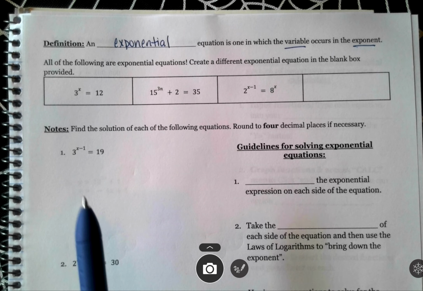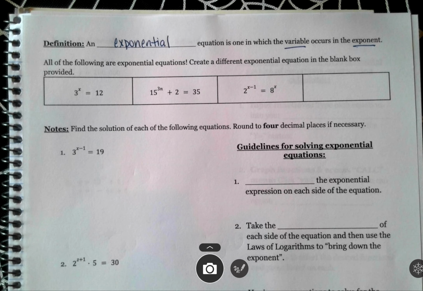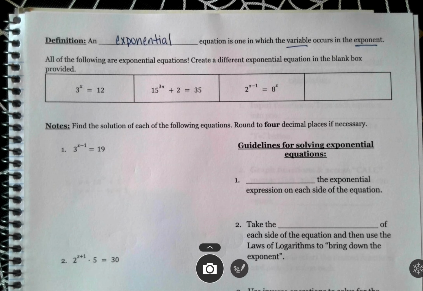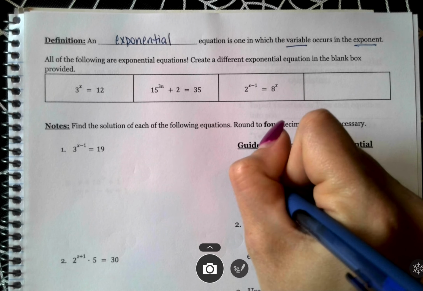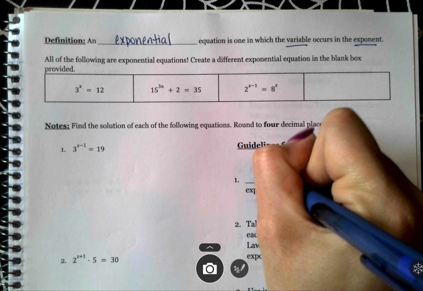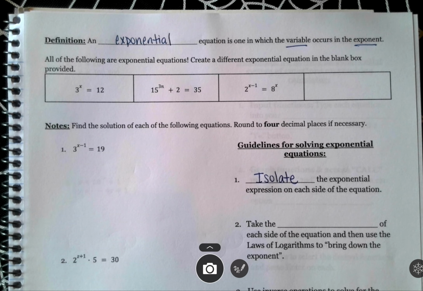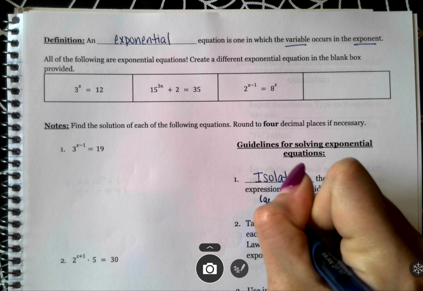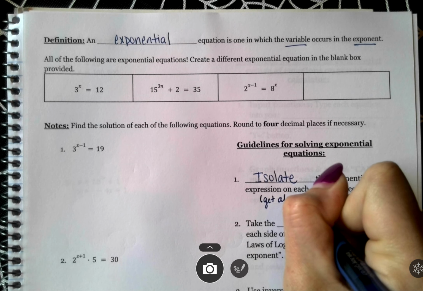So here it says find the solution of each of the following equations and round to 4 decimal places if necessary. So we're going to go through the steps first, and we're going to apply those steps when we solve the equations. So the first thing that we want to do is isolate the exponential expression on each side of the equation. So isolate just means that we want to get it alone.